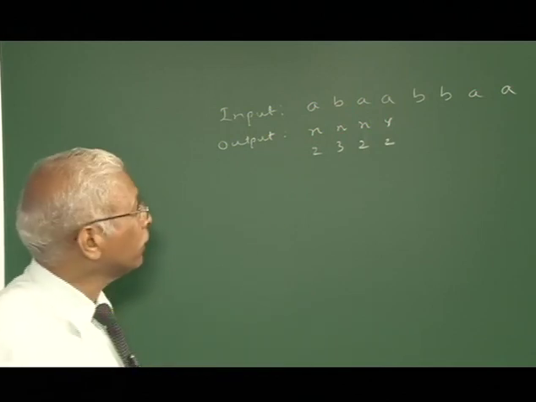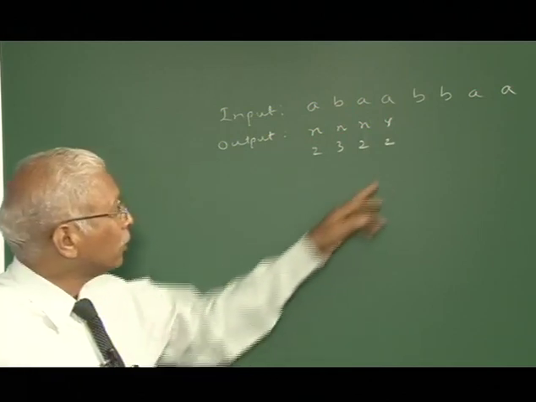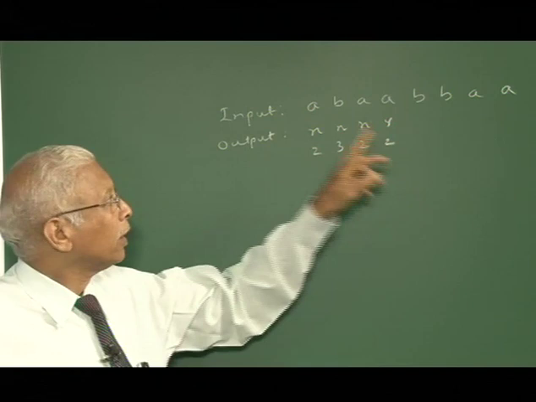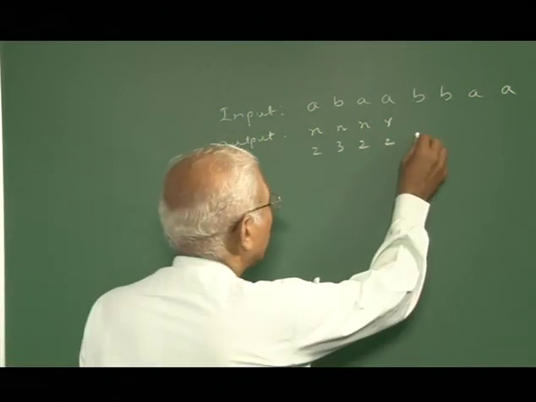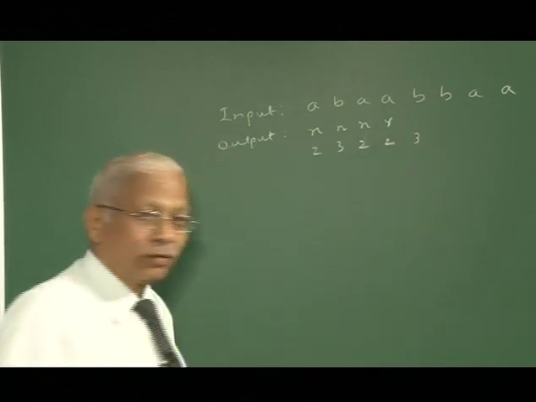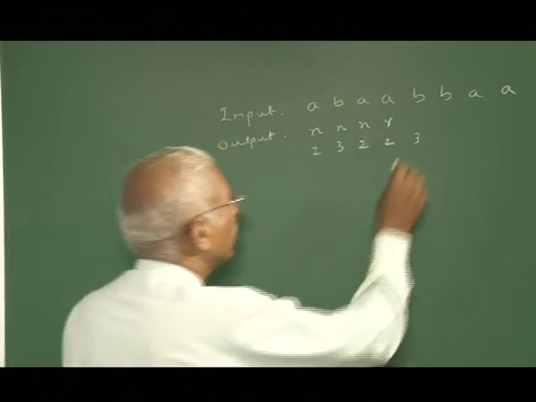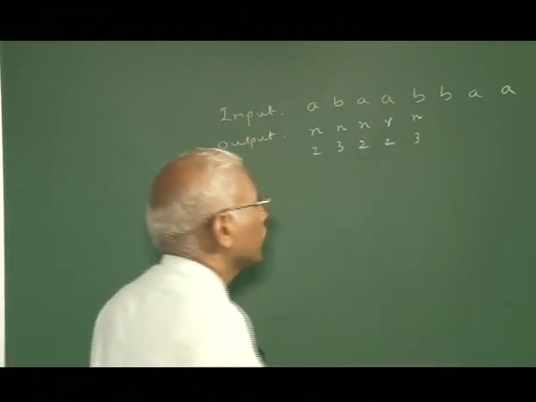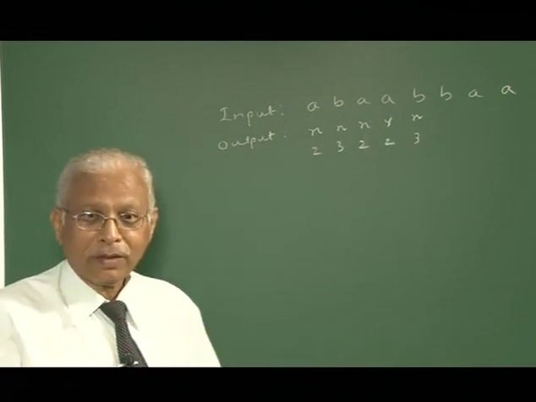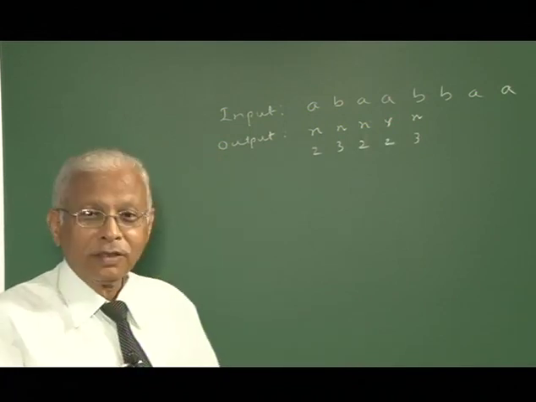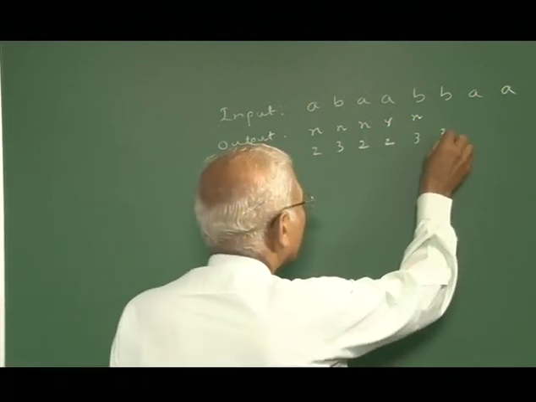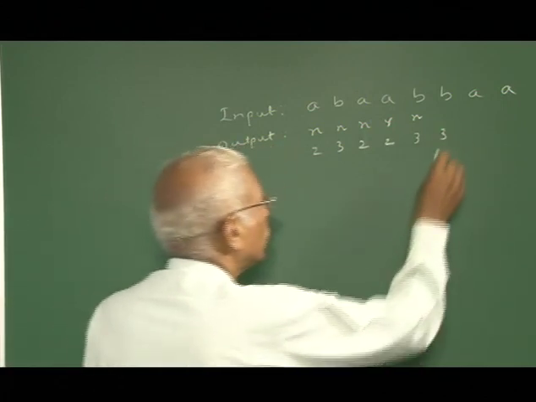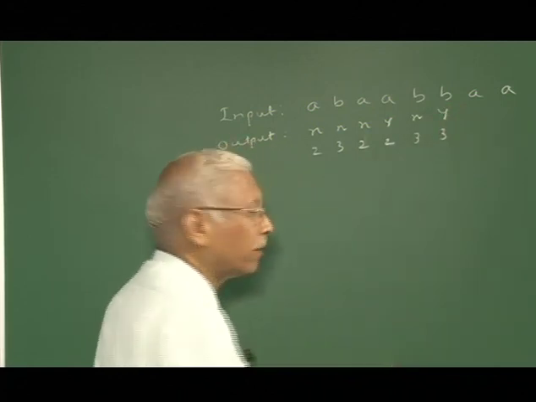I will complete this. Suppose you are in state 2 now, and B comes. In state 2, when B comes, it will go to state 3. And what is the output associated with it? N, because it is not two consecutive A's. Now, in state 3, again B comes, which means you will be in state 3 only, and the output is y.